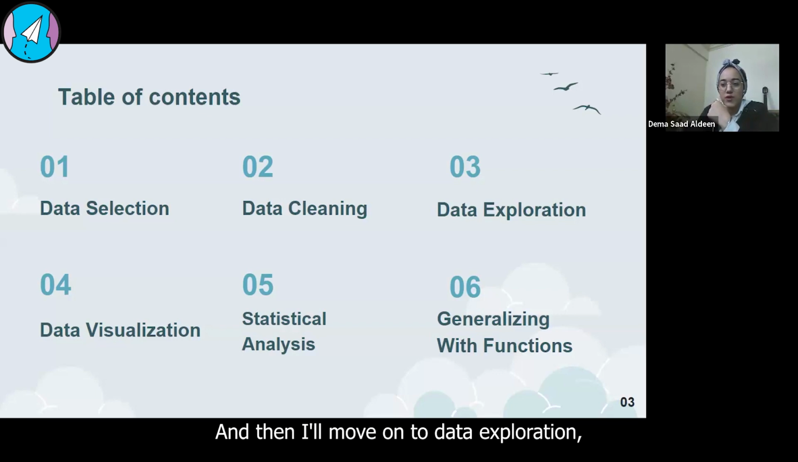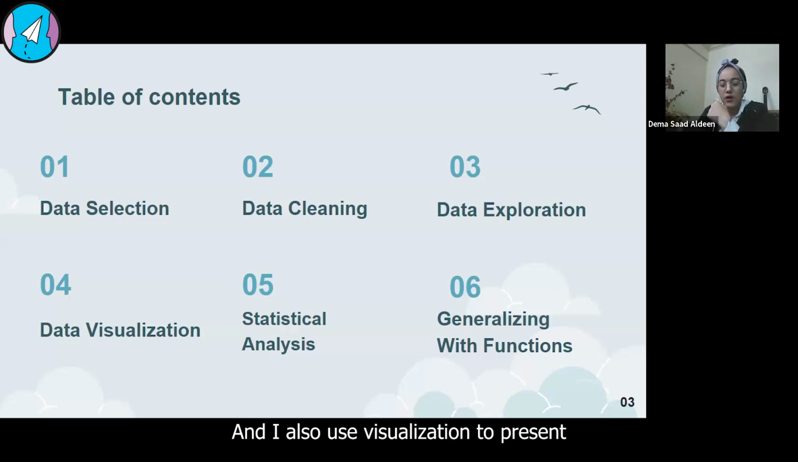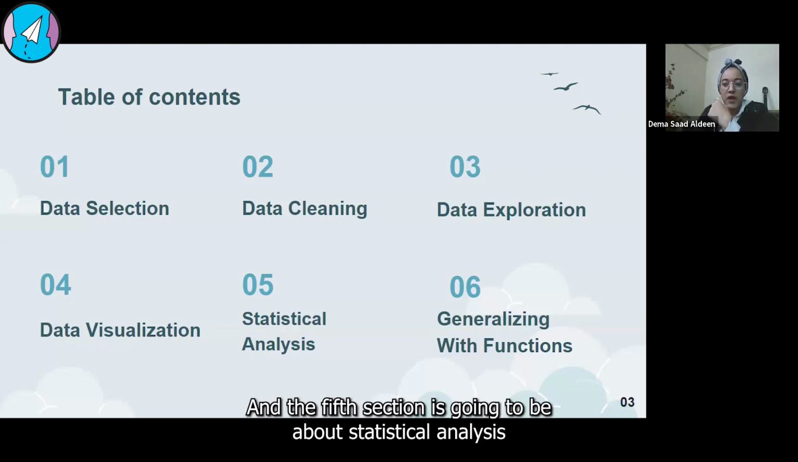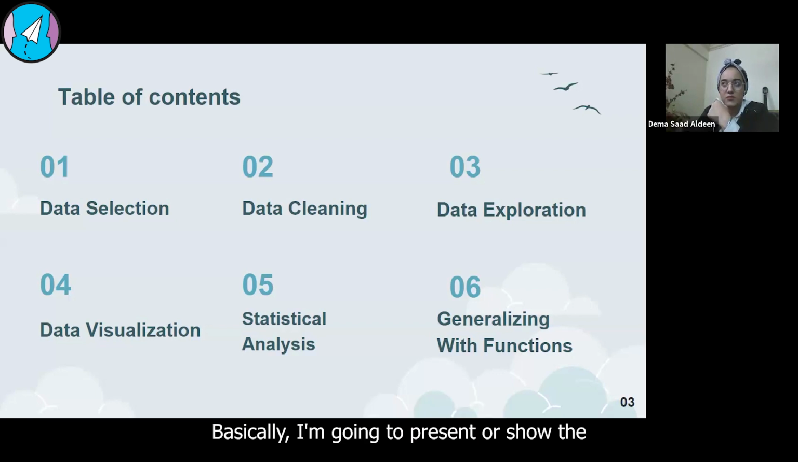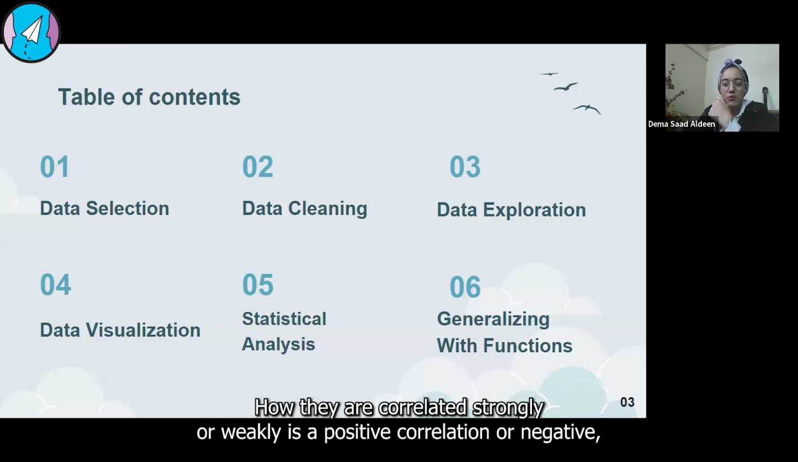And then I'll move on to data exploration, which is basically questions that I need to answer. I also use visualization to present the answers as graphs and pictures. The fifth section is about statistical analysis. Basically, I'm going to show the correlation factor between the variables in my dataset, how they are correlated, strongly or weakly, and whether it is a positive or negative correlation.